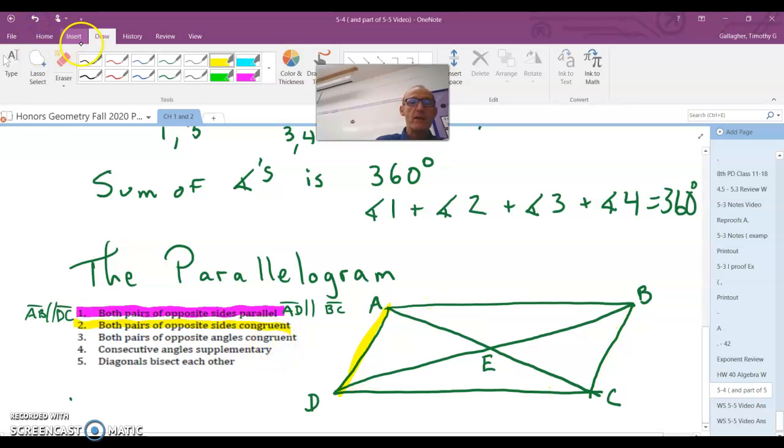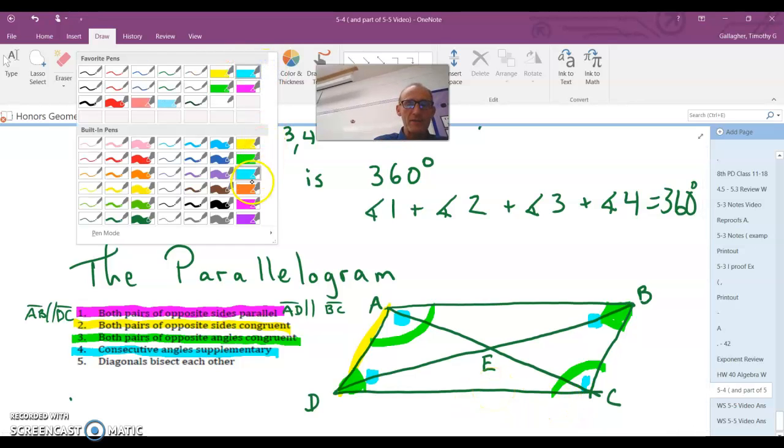All right, then we also have both pairs of opposite angles congruent. All right, so that means this angle is congruent to this angle, and this angle here is congruent to this angle here. So both pairs of opposite angles congruent. Okay? All right, and then the consecutive angles supplementary. So that means this angle and this angle are supplementary. This angle and this angle are supplementary. This angle and this angle are supplementary. So there's a lot going on there too. Oh boy, are you overwhelmed yet?